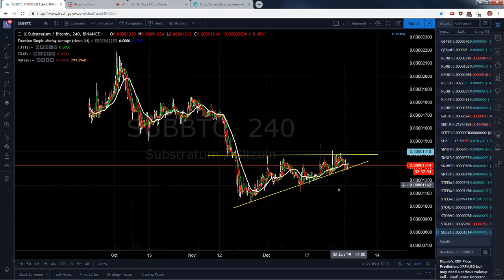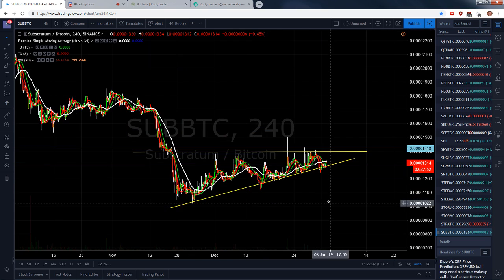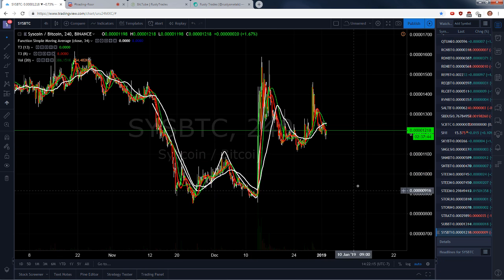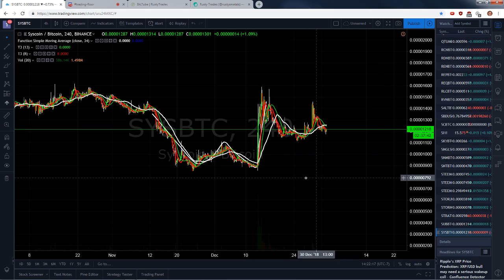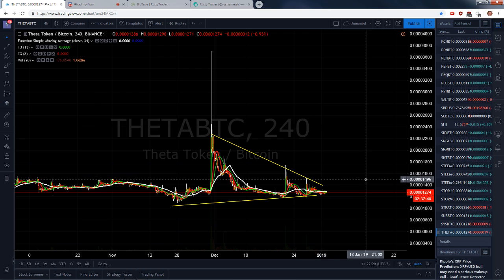Sub, one of those sleepers. I always talk about these sleepers. Low volume. Higher lows into resistance. Pop. Could get a nice move out of these sleepers. Some volume moving in. Move these things really fast and hard.